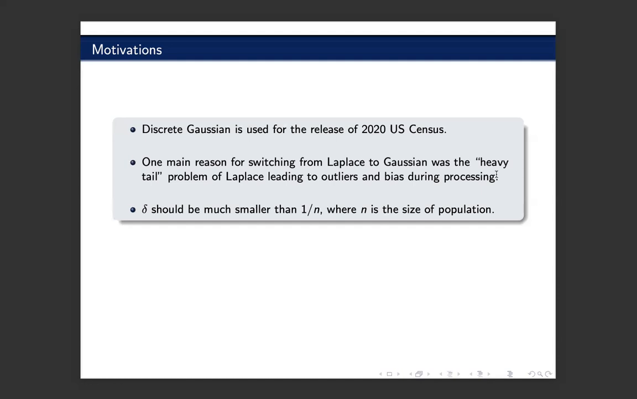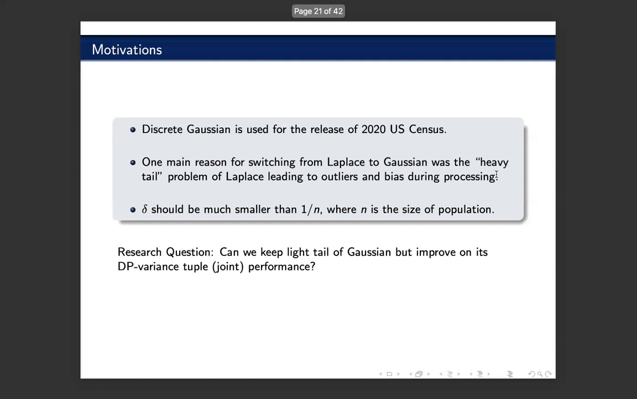In the US Census Bureau, they are targeting 10 to the minus 11. There is documentation about what epsilon is and how they apportion it to different districts and localities, up to the national level. So our research question has been: can we keep the light tail of the Gaussian but improve on its differential privacy and variance joint performance? And what we are showing here is that yes, it is possible to do that.